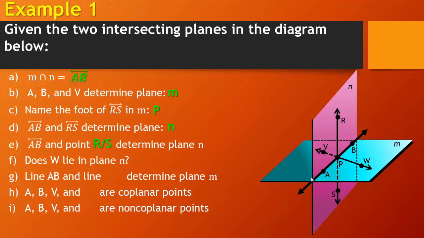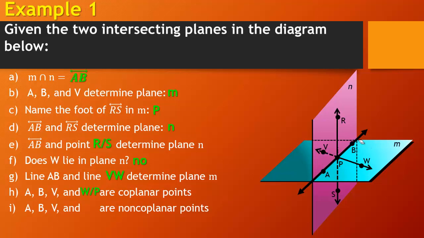Okay, does W, which is right here, lie in plane N, which is this one right here? The answer to that is, of course, no. Line AB, this line right here, and what line determine plane M? We're looking for a line on that plane, which would be line VW. So A, B, V, and what are coplanar points? Here you could have either P or W.